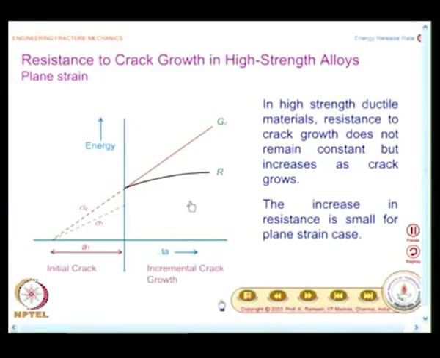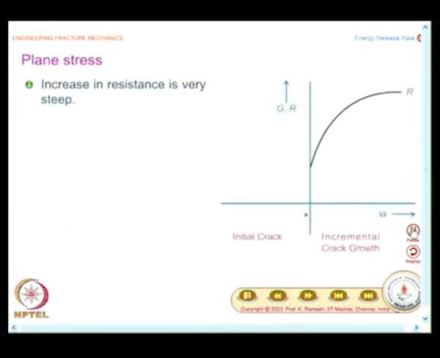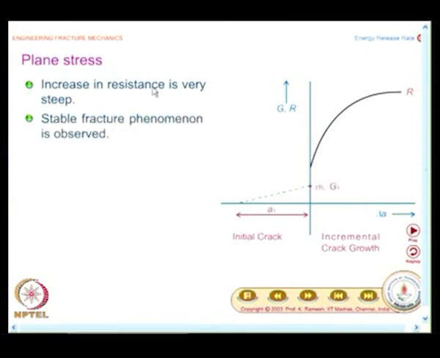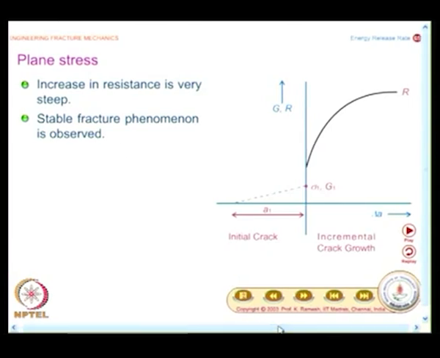In the case of a plane strain case, the R curve looks like this. In the case of a plane stress case, how does it look like? Increase in resistance is very steep. See, again these are all schematic figures, these are not drawn to scale. You have a shape something like this, R increases rapidly, and I would like you to make a neat sketch of this.